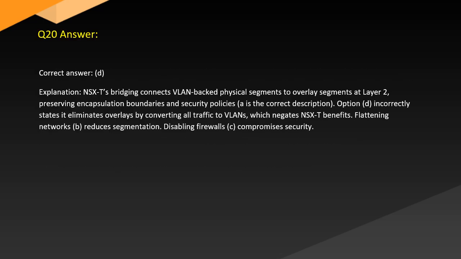Answer. Correct answer: D. Explanation. NSX-T's bridging connects VLAN-backed physical segments to overlay segments at Layer 2, preserving encapsulation boundaries and security policies, is the correct description. Option D incorrectly states it eliminates overlays by converting all traffic to VLANs, which negates NSX-T benefits, flattening networks. B reduces segmentation, disabling firewalls. C compromises security.